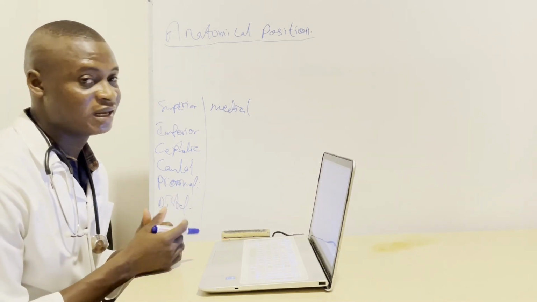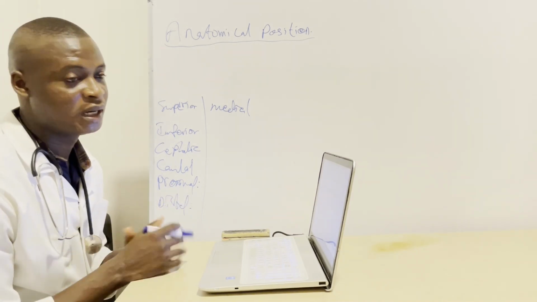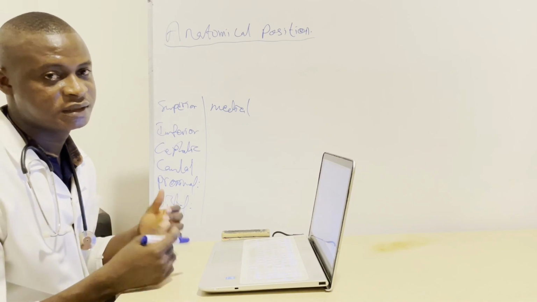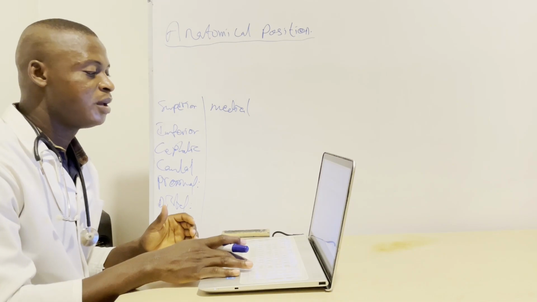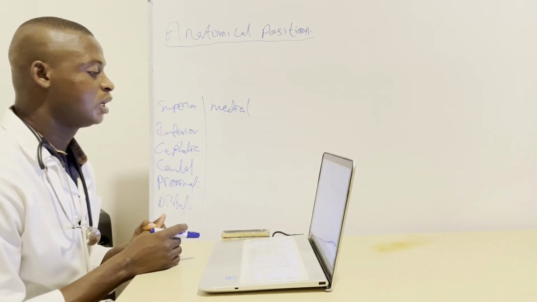We can give an example as being the heart being medial to the lungs. You know, we have two lungs, left and then the right, and then the heart is situated right in between the two of them. So the heart is medial to the lungs. Okay. Now let's look at what we call lateral.